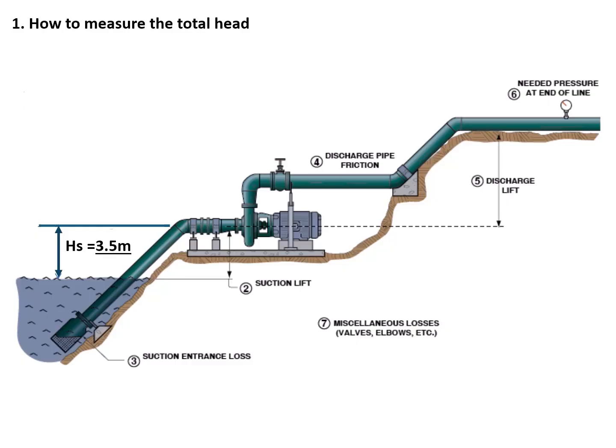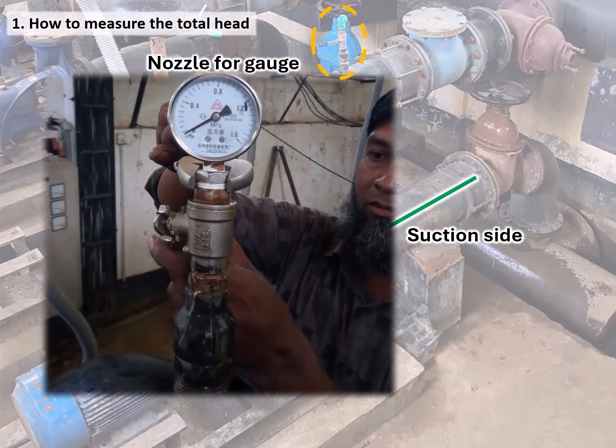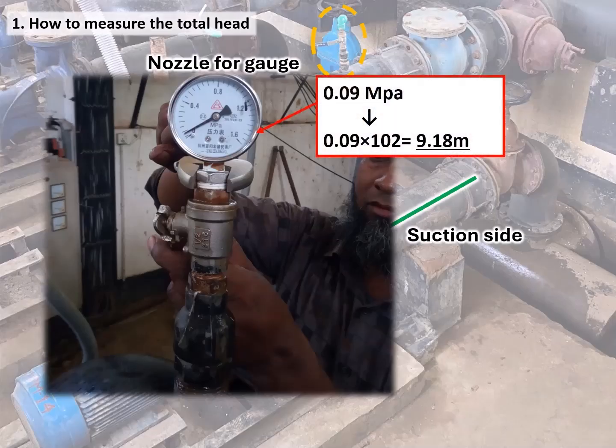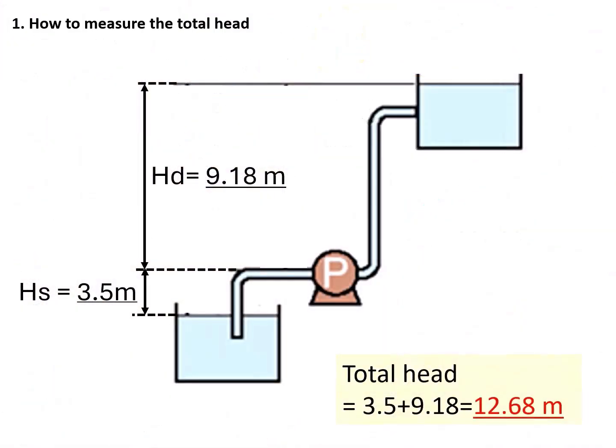Normally the elevation gap is less than 5 meters. Here, let's suppose it is 3.5 meters. The pressure of the delivery side can be known by reading the pressure gauge. It's required to install the gauge if the gauge is not there. Let's read the result, it's 0.09 megapascal. In metric units, this equals 9.18 meters. Now we can calculate the total head of this pump with the recorded data. As shown here, it is 12.68 m.